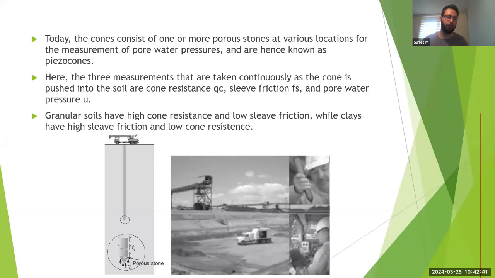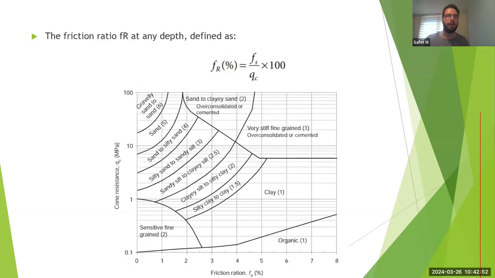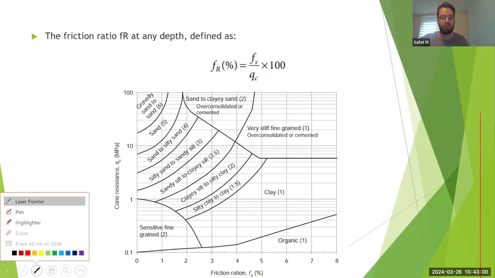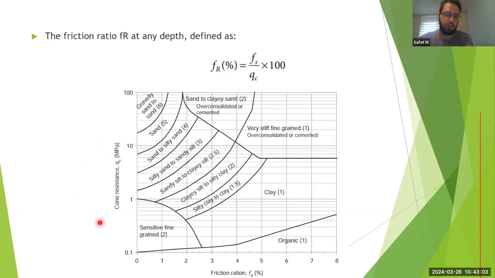So the rule of thumb would be that granular soils have high cone resistance and low sleeve friction, while clays have high sleeve friction and low cone resistance. And the friction ratio at any depth you can calculate basically just using this formula. And this is a graph of the classification of the ground using cone resistance qc and the friction ratio you're going to calculate based on the sleeve friction as well. So basically, as you can see, the cone resistance is a lot less in a sensitive fine grained soil and the biggest in a gravelly sand to sand.